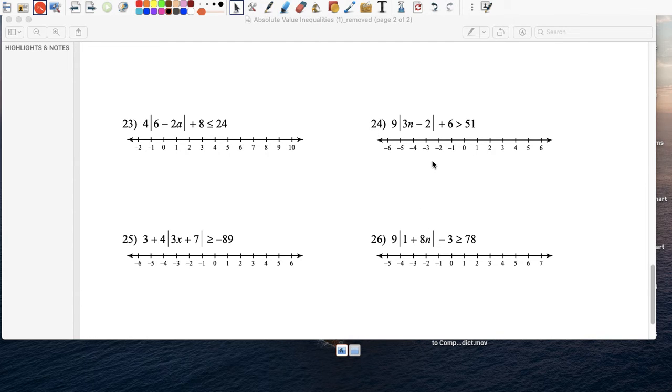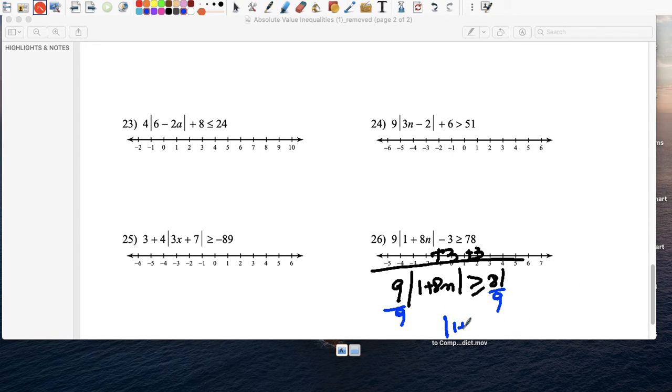Alright, so one more is over here. Let's get rid of that minus 3, so we'll do plus 3 on both sides. We get 9 times the absolute value of 1 plus 8n is greater than or equal to 81. I'm going to divide both sides by 9. And we finally get what we want, which is the absolute value of 1 plus 8n is greater than or equal to 9.